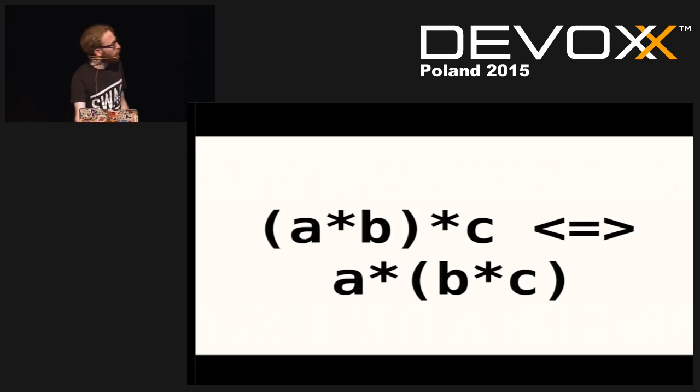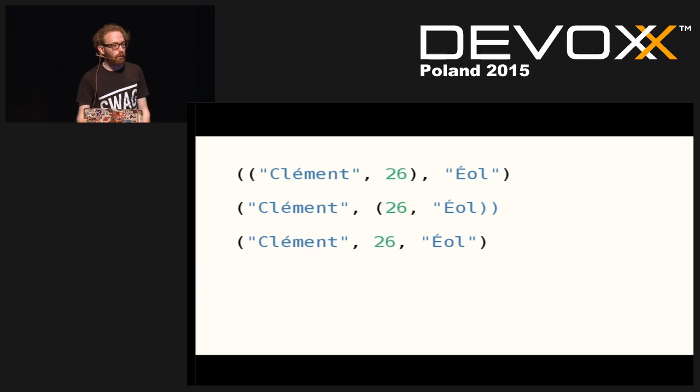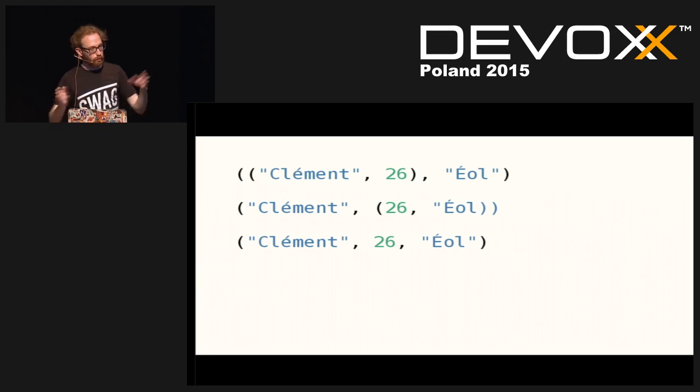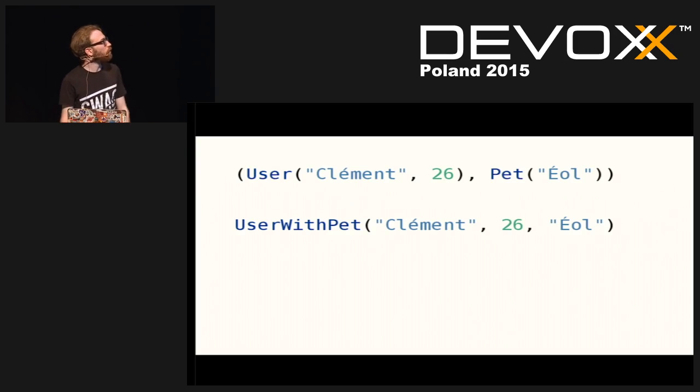This is called associativity. So whatever the order of the operations, you get the same thing. With tuples, it means that you can flatten out everything and it will be the same. Like, I can just have a huge, big tuple with everything at the top level, and it's equivalent to nested tuples. And that's the same with case classes.